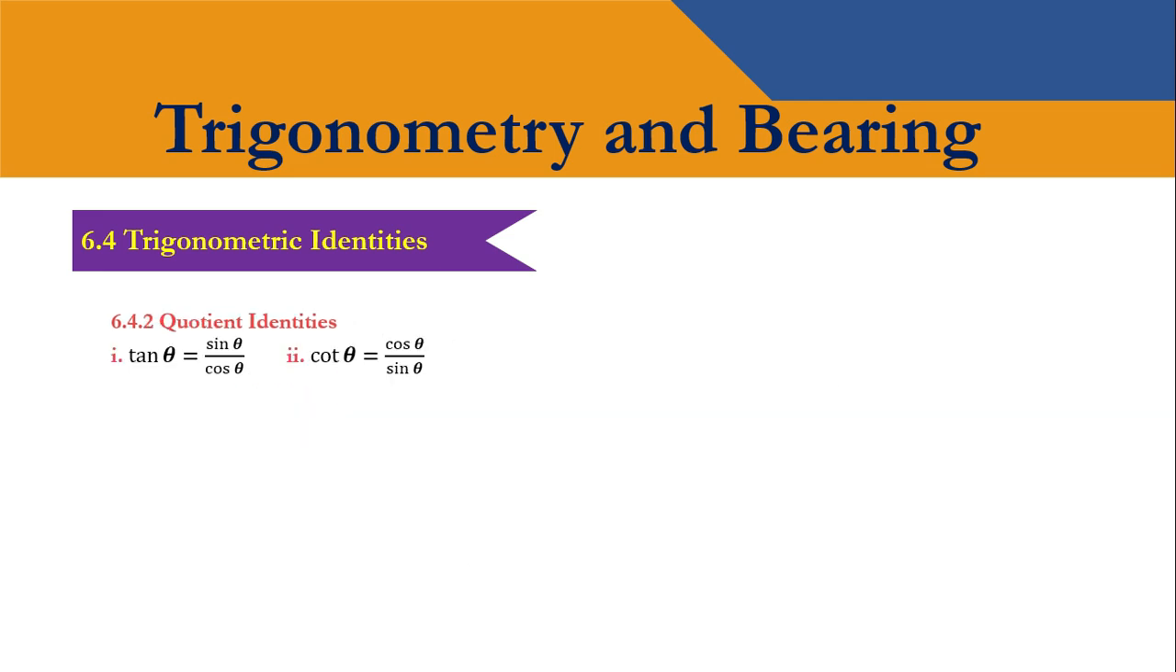Now let's see the other identities. These are called quotient identities. So these are the 2 identities. The first one is tan theta is equal to sine theta over cos theta, and the second one is cot theta is equal to cos theta divided by sine theta.